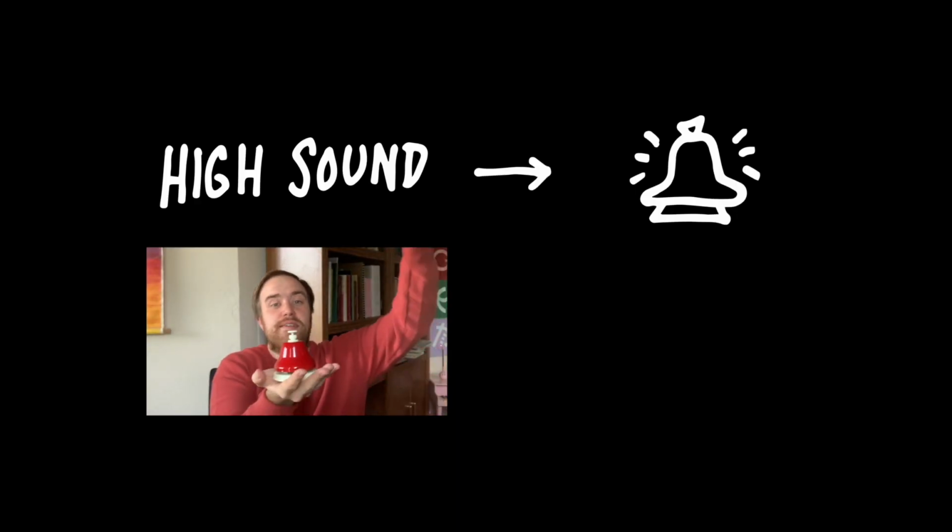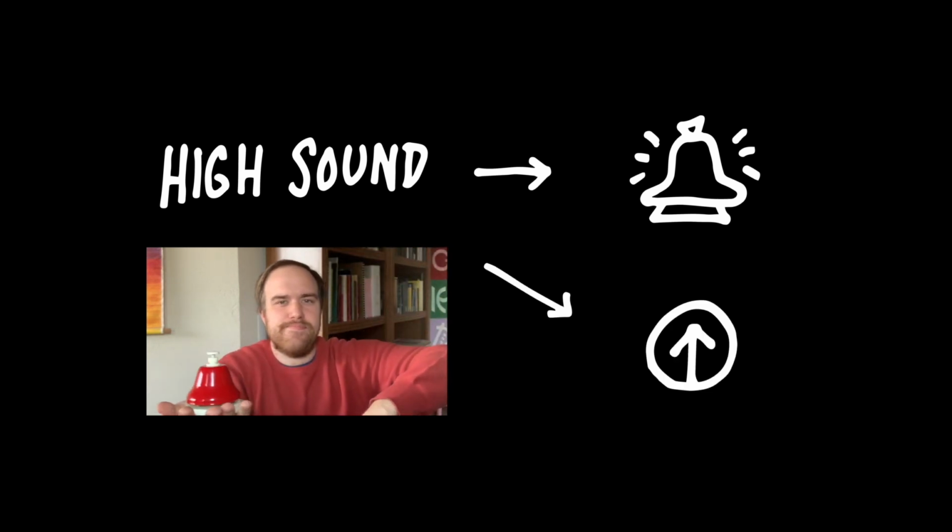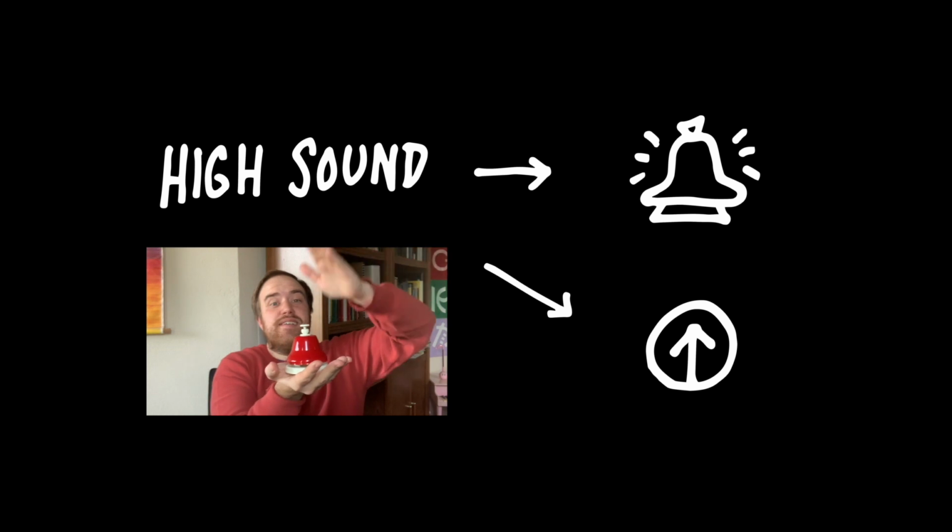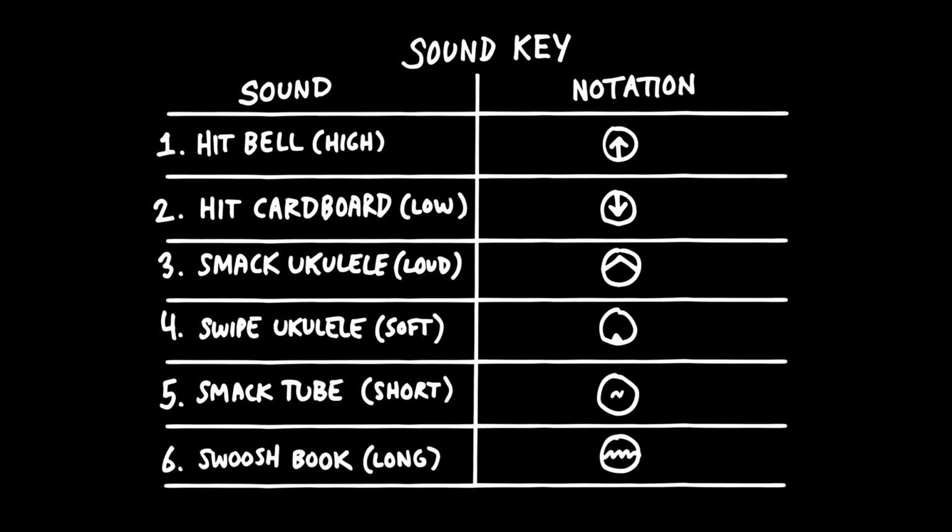There's a lot of ways you can design your notation. It could look like the object you're hitting, or it could be something that reminds you of the sound. For example, if the sound is high, I could draw a high arrow, and every time I see that high arrow, I know to make my high sound. When I'm all done, here's what my sound key looks like. Yours might be totally different, and that's awesome. Remember, it's your music, your composition.